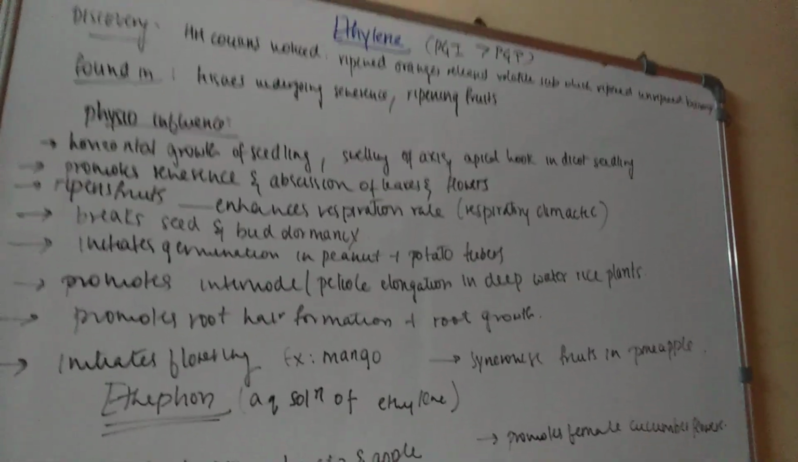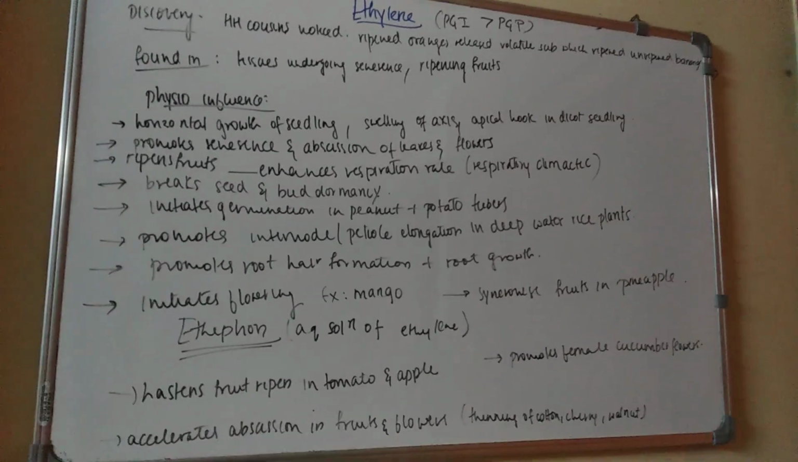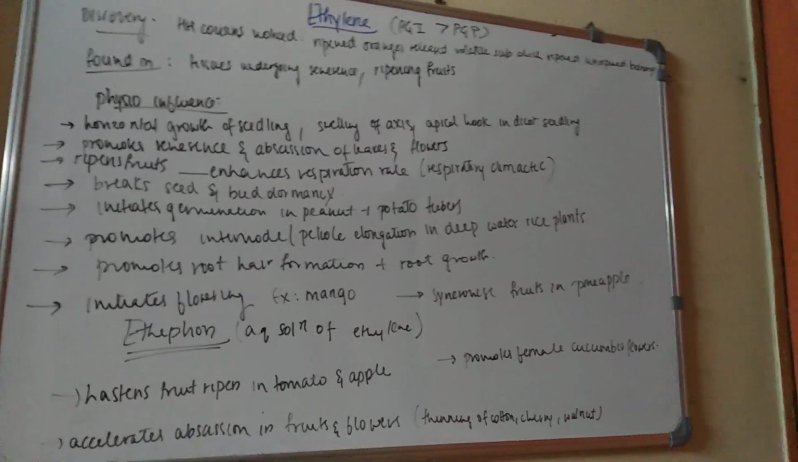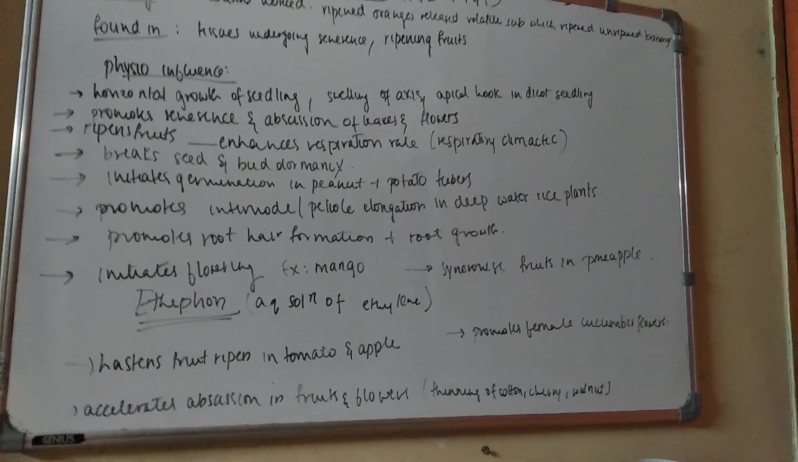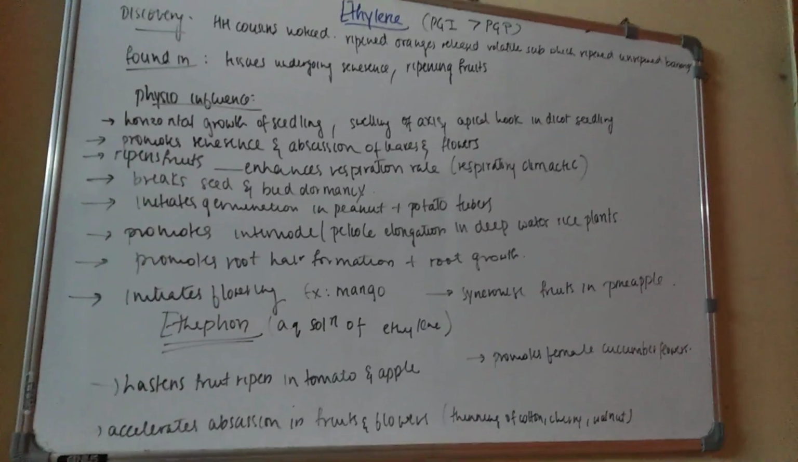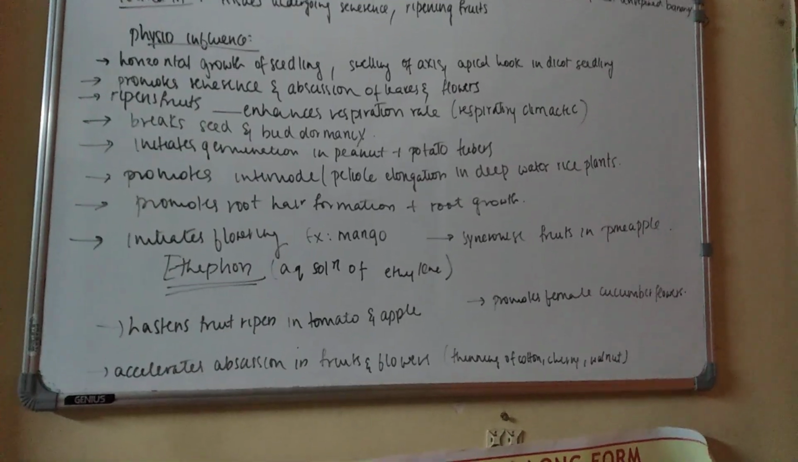Everyone, today I want to tell you about ethylene, which is actually a plant growth inhibitor as well as a plant growth promoter, but it is more of a plant growth inhibitor. The formula of ethylene is C2H4 because it's an alkene, so CnH2n.